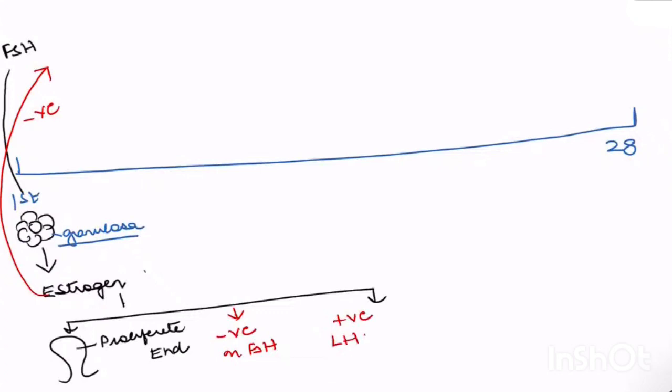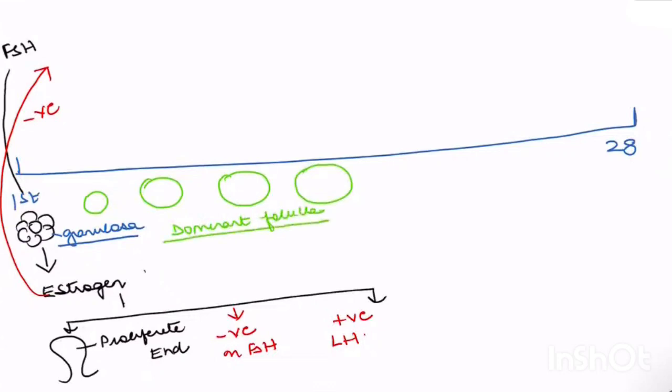Right? Now, because estrogen had a negative feedback on FSH, all the follicles die except one follicle, and that one follicle is called as dominant follicle. So केवल एक follicle रह जाएगा, which will be called as dominant follicle. Now, have you understood till here? ये dominant follicle continue करेगा to grow.